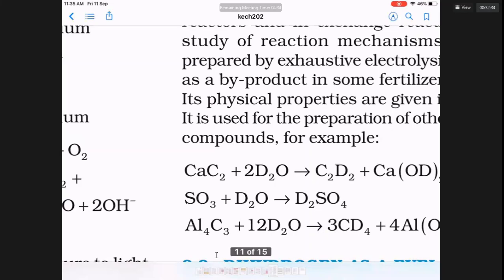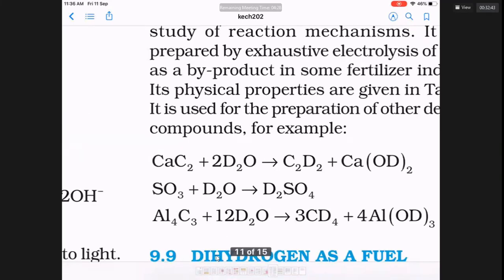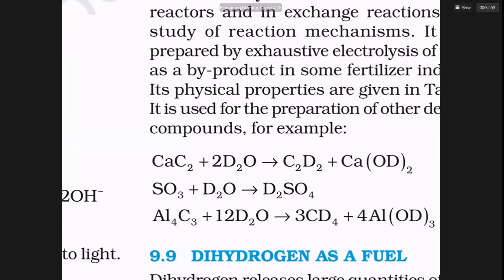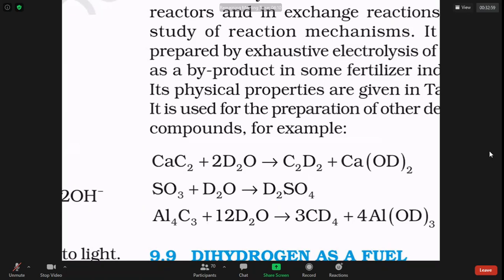If I put water with aluminum carbide, I get CH4, methane, and aluminum hydroxide. If I put heavy water, I get deuteromethane and aluminum deuteroxide. These reactions where aluminum carbide, calcium carbide are broken by heavy water are called deuterolysis. If they are broken by water, it is called hydrolysis. These are important reactions.